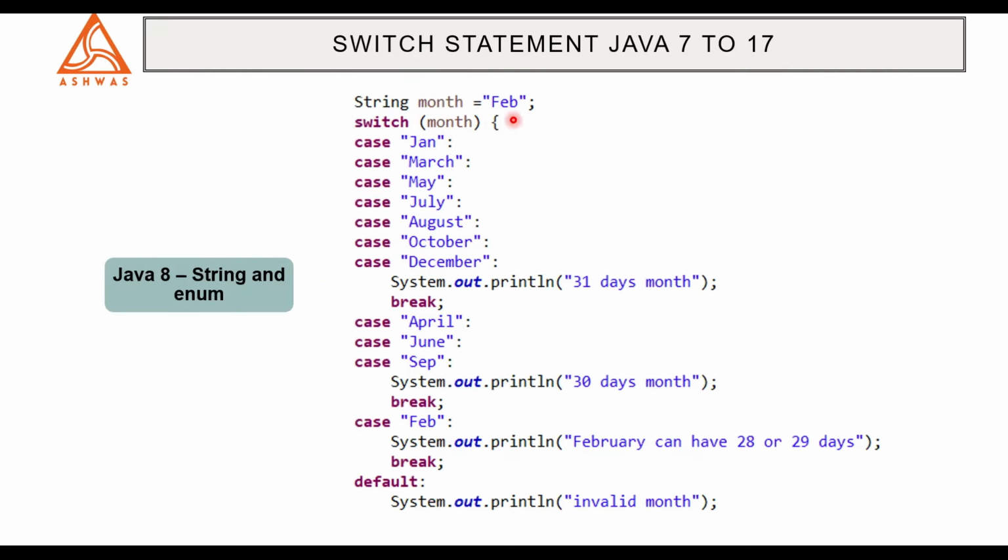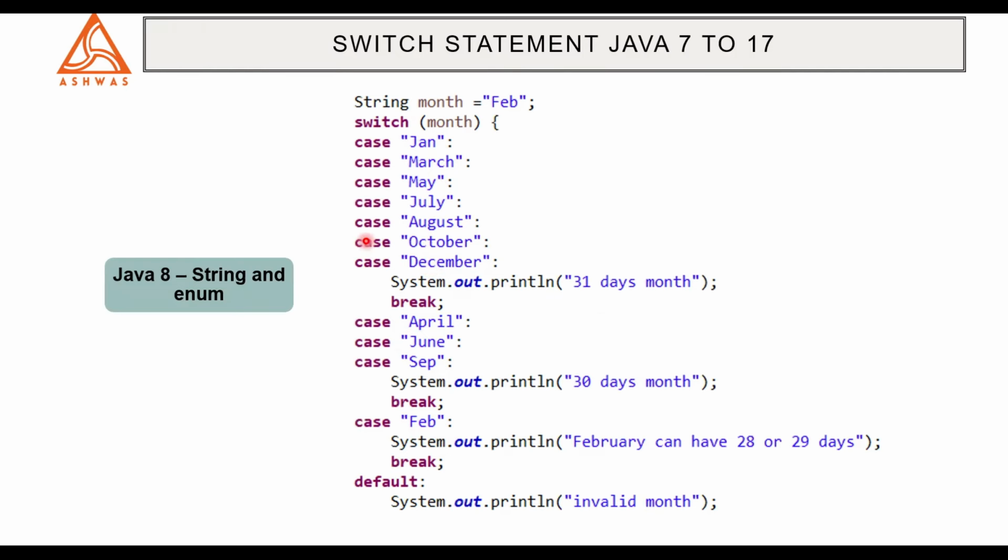Let us see what we're doing here now. The month variable has become a string variable from int, and it holds the value Feb. I'm going to pass it to the switch statement. Because it is Java 8, I'm allowed to pass a string value to the switch statement. I'm going to compare the possible alternatives of the 31 days months. Because it is Feb, my switch is not going to find any matching cases here.